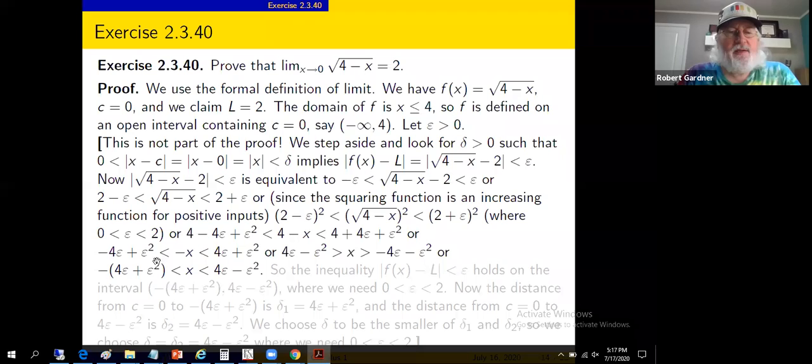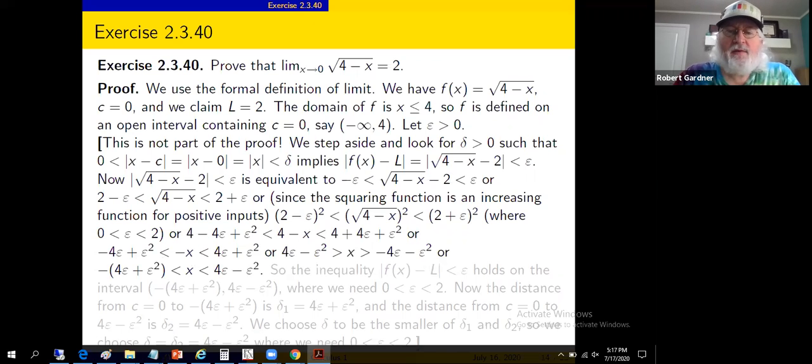Then we'll pick up a negative over here, and just change the signs. We'll have positive 4 epsilon minus epsilon squared. The negative x will become just a regular x. And we'll pick up a negative on this, so this will become negative 4 epsilon minus epsilon squared. Multiplied through by a negative, reverse the inequalities.